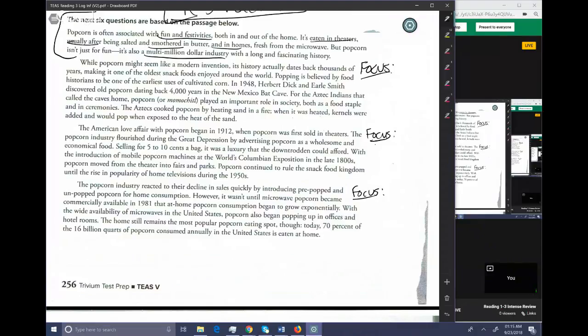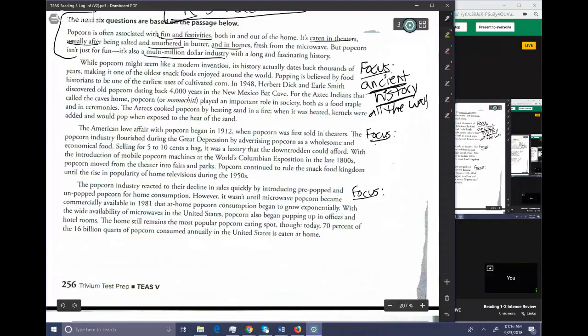So this first paragraph after the intro, the way that I outlined this is I kind of said, this is the really ancient history of popcorn. After they introduce the fact that it's important and that it's got a long history, the next thing they did is they went all the way back in time to people living in a bat cave. And they said that it was one of the earliest uses of the corn crop. So this is ancient history. We went all the way back.